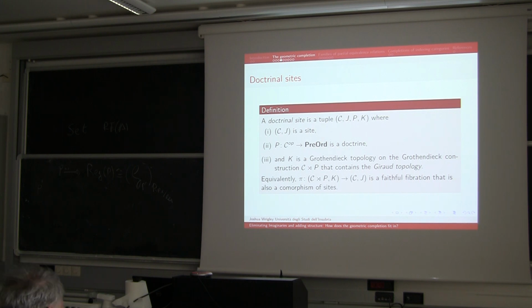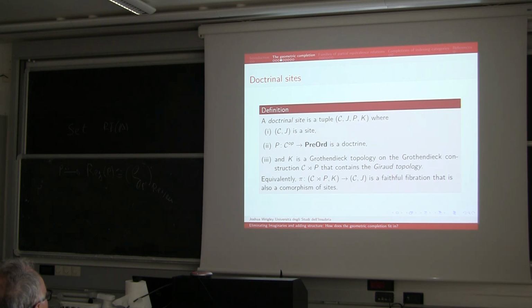This is the definition of the doctrinal site, which is this quadruple, where the first two components are a site, we've got our base category and a topology on our category. And then we have a doctrine over our base category, and we are going to apply a Grothendieck topology on here. This C times P is my notation for the Grothendieck construction. So we've got a Grothendieck topology on the Grothendieck construction.